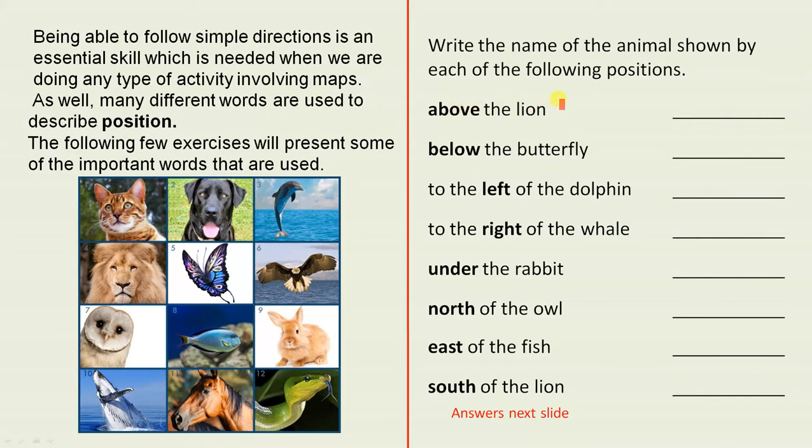The animal above the line, below the butterfly, to the left of the dolphin, that's as we are looking at the screen, to the right of the whale, as we are looking at the screen, under the rabbit, north of the owl, east of the fish, and south of the lion. So if you want to pause the video now to answer those, you can. I'll move on now and you can see the answers on the next slide.